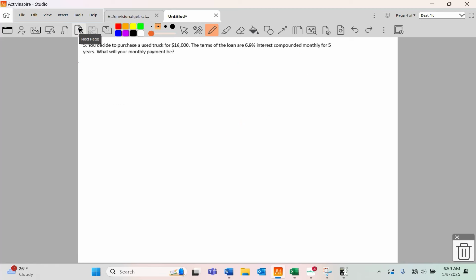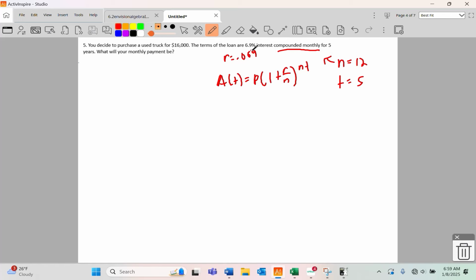All right, you decide to purchase a used truck for $16,000. The terms of this loan are 6.9% interest compounded monthly, for 5 years. So because of the wording of this one, they're telling us to use the formula for compound interest. The amount after time passes is the principal times 1 plus r over n to the nt. All right, so compounded monthly tells me that n is 12. 5 years, t is 5. 6.9%, r is 0.069. We move the decimal 2 places to the left. And this guy is obviously my principal.